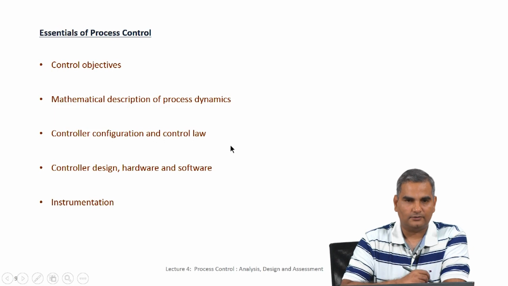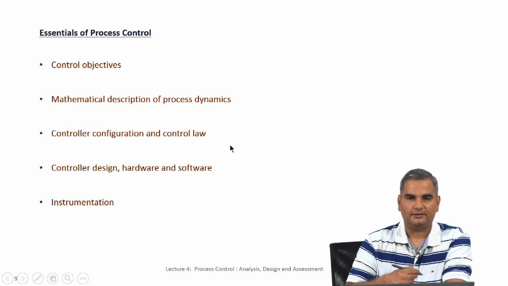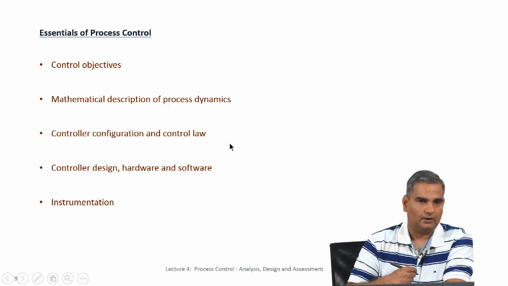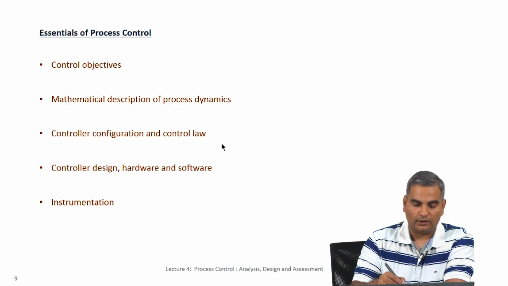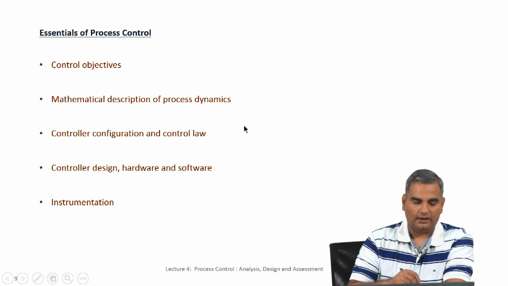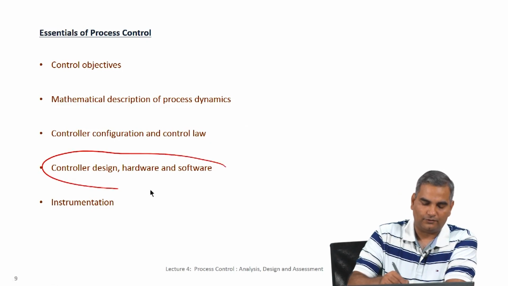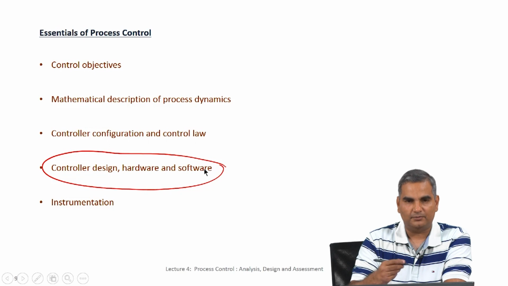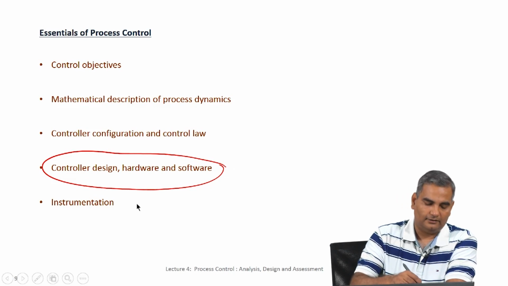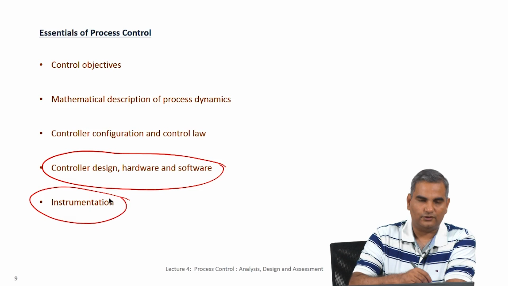If you want to think about the essentials of process control, you have to understand the control objectives. How do you mathematically describe a system in terms of its process dynamics? You have to think about how to configure your controllers and what kind of control law you should use, and there is also this aspect of hardware and software which becomes important when you actually implement these controllers in real processes. We are not going to spend much time here in terms of the hardware aspects of control, and there is also this whole notion of instrumentation.